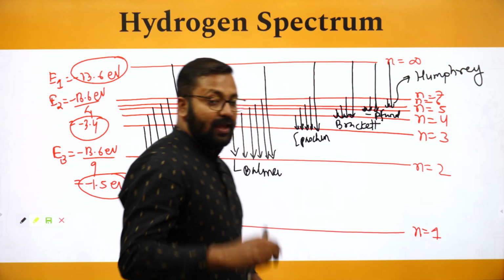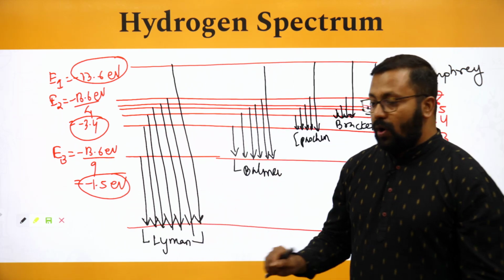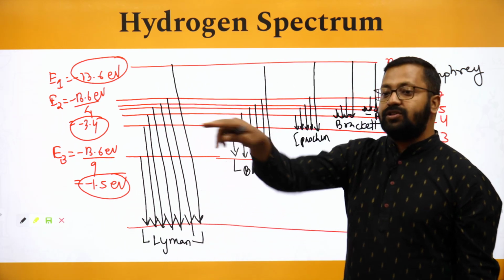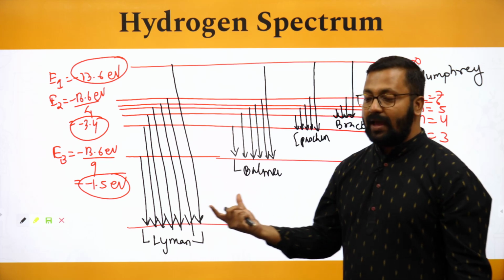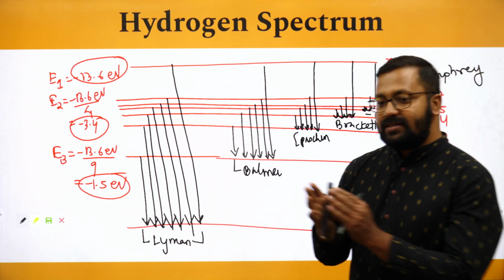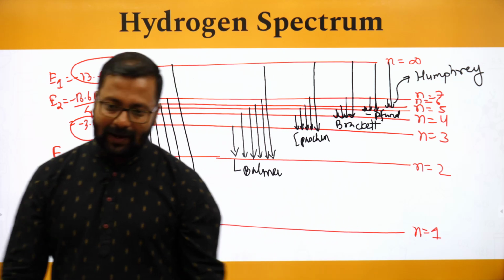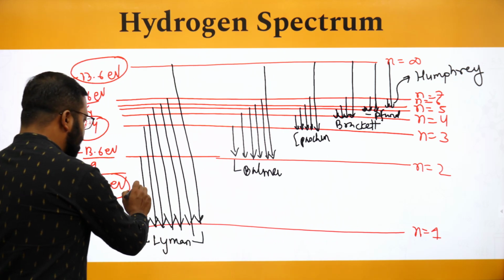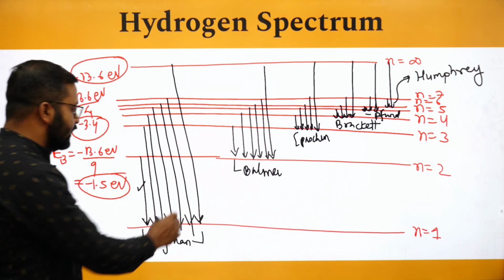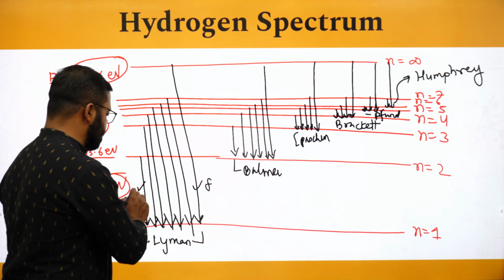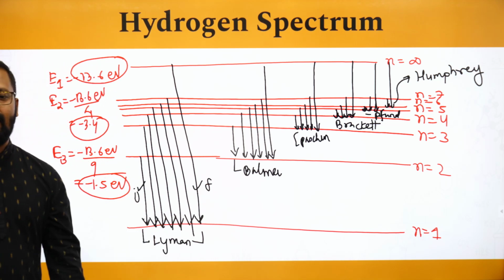Okay, it's known as Humphrey. So depending on what is the final level to which transition takes place, we qualify them as a different series in hydrogen spectrum. This will be the first line, this will be the final line.